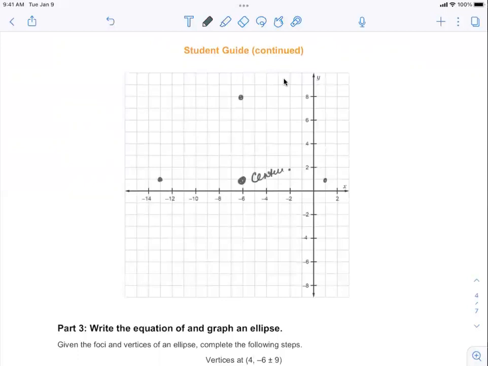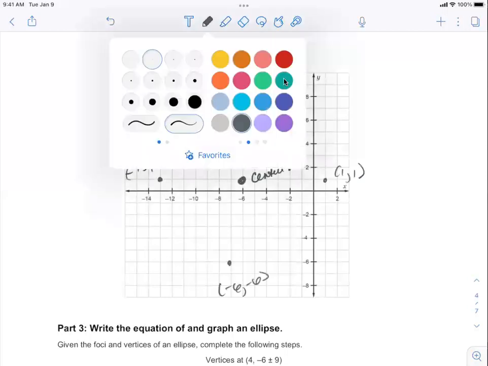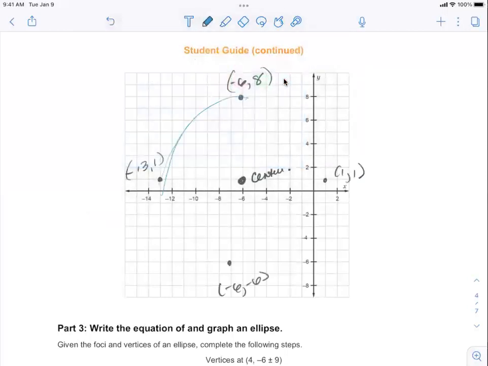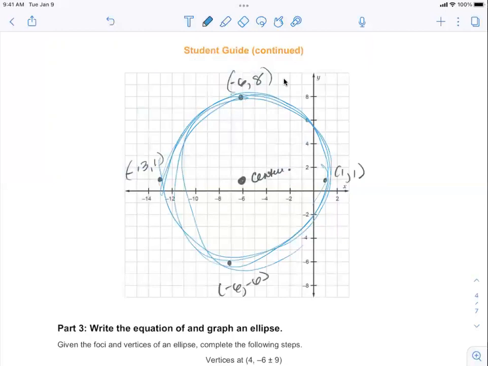And down here to 6. Okay. And then we also want to, well, it says the intercepts. That's not quite what they meant. Just the high and low like we had before. So -6, 8, -6, -6, 1, 1, and -13, 1. And there's our circle.